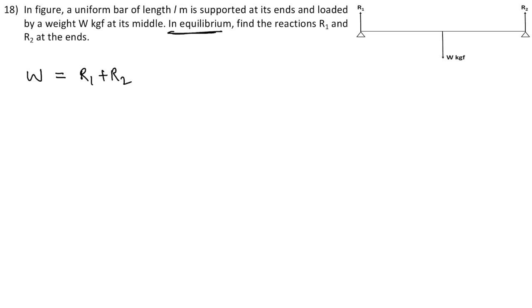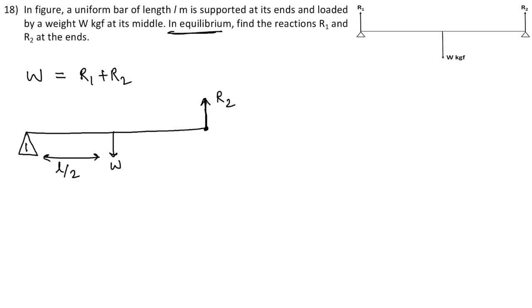Now to find out the reactions R1 and R2 here, we need to follow a particular procedure. First, let us consider that this bar is supported only on one support, only on one fulcrum. That is fulcrum number 1. Weight W is at distance L by 2 from the left side. And to balance this bar, a force is exerted at the extreme end, in upward direction, that is R2. Why this force R2 is in upward direction? Because see W, the weight will generate clockwise moment, so R2 must generate anti-clockwise moment to balance this bar.